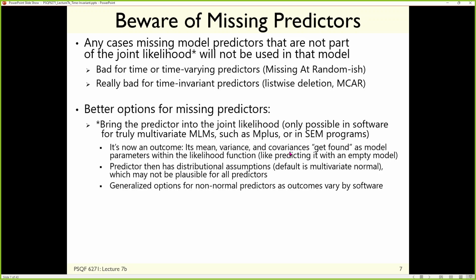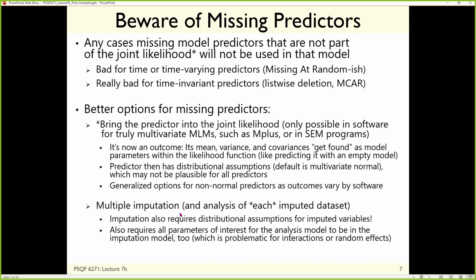So if it's an outcome, that means that we have distributional assumptions. So you've got to be willing to believe them or find software that allows you to have the appropriate link functions and conditional distributions to go other ways. And that depends entirely on the software. So that's often unrecognized, that you are making distributional assumptions when you do this trick.